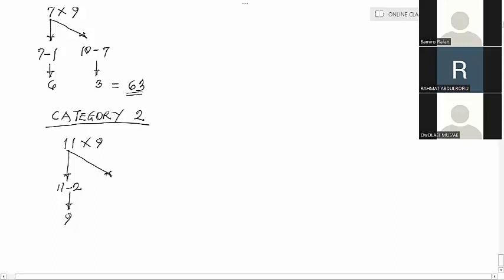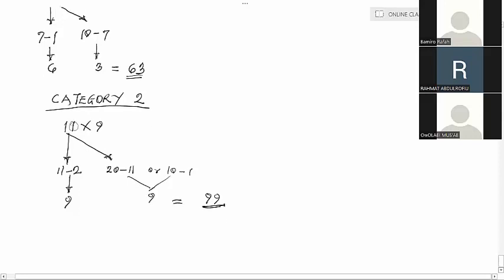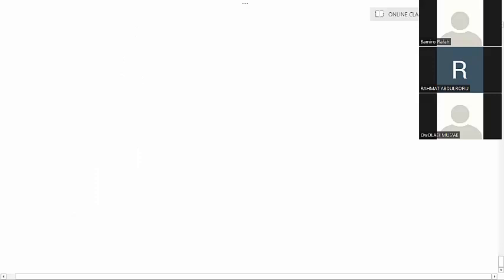So the next thing is, either you subtract the number from the highest of the digits, or you subtract the last digit of the number. This is 1 from 10. Both will give you what? 9. Combine them together, you get 99. Let's take another number from category 2 so that you can be happy.